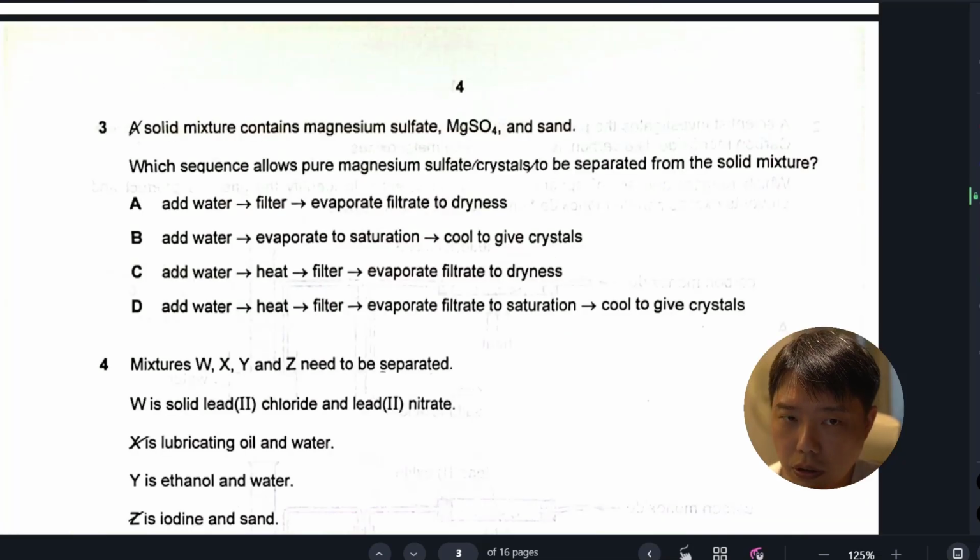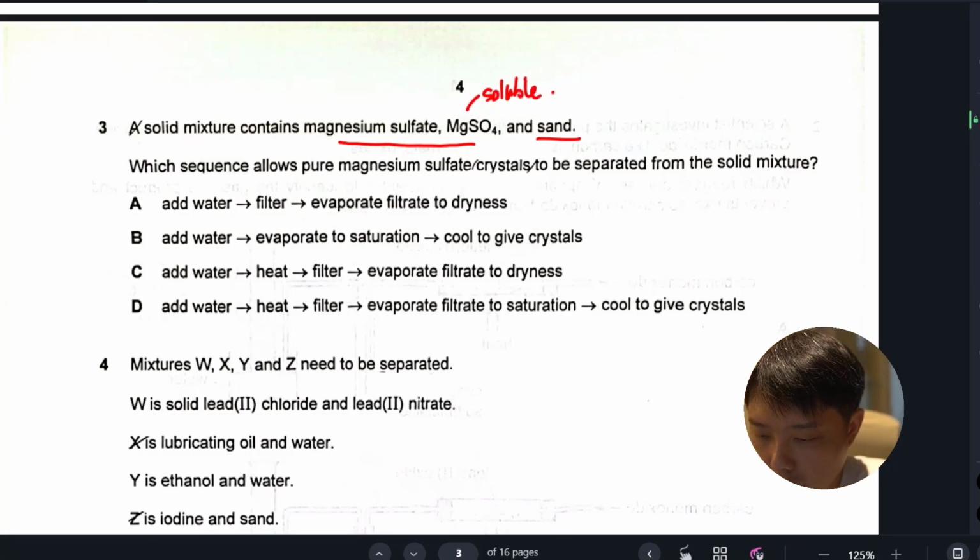Alright guys, let's look on at question 3, a solid mixture containing magnesium sulfate and sand. Which sequence allows pure magnesium sulfate crystals to be separated from the solid mixture? So if you look at the two things that we are given, sand and magnesium sulfate, you realize that magnesium sulfate is actually soluble. It's a soluble ionic salt, and then sand, which is mostly made out of silicon dioxide, is not soluble in water.